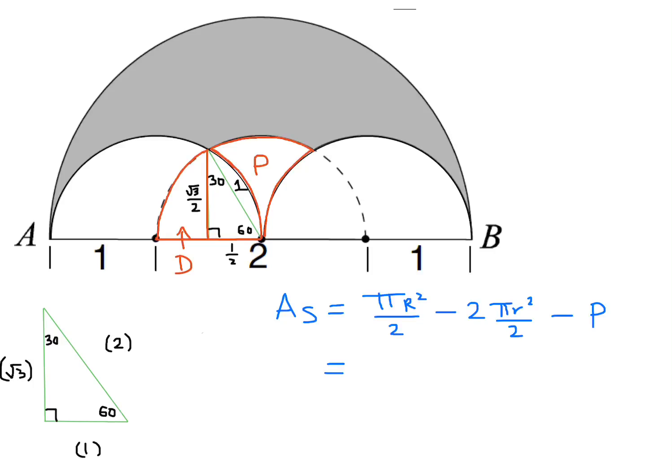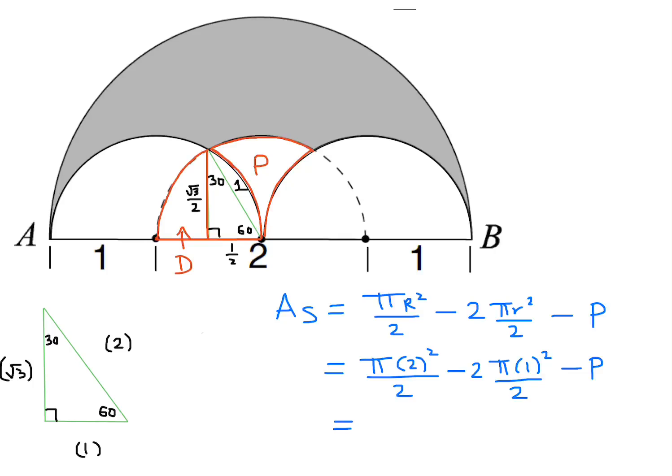So let's see what we can get with what we have so far. Our big radius for the entire big giant semicircle is 2, right? Because the entire diameter from here to here is 4. So the radius is 2. So you have 2 squared over 2. For the small semicircles, these ones, there's 2 of them that we are subtracting, and each of them has a radius of 1. And then region P, which we will figure out a little later.